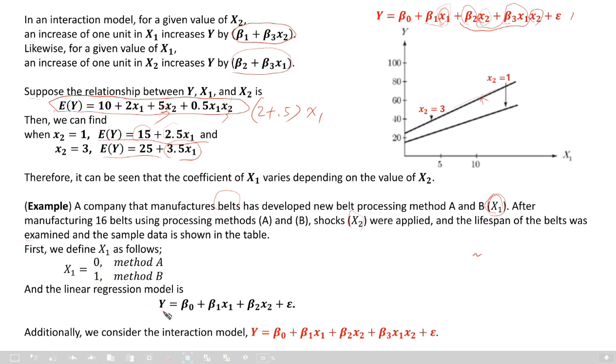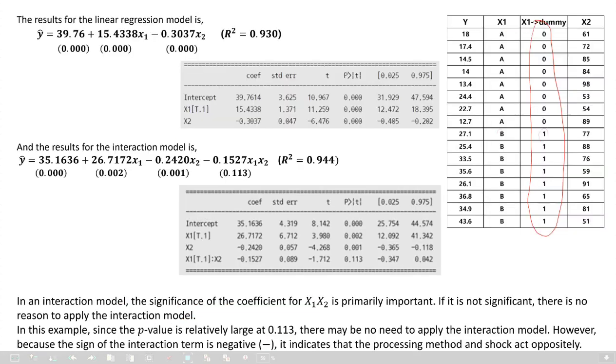The linear regression model will be y equal to beta 0 plus beta 1 x1 plus beta 2 x2 plus epsilon, just a multiple linear regression model. Additionally, we consider the interaction model: y equal to beta 0 plus beta 1 x1 plus beta 2 x2 plus beta 3 x1 times x2 plus epsilon. Let's see the result from these 16 data. For the linear regression model, we have a result like this table.